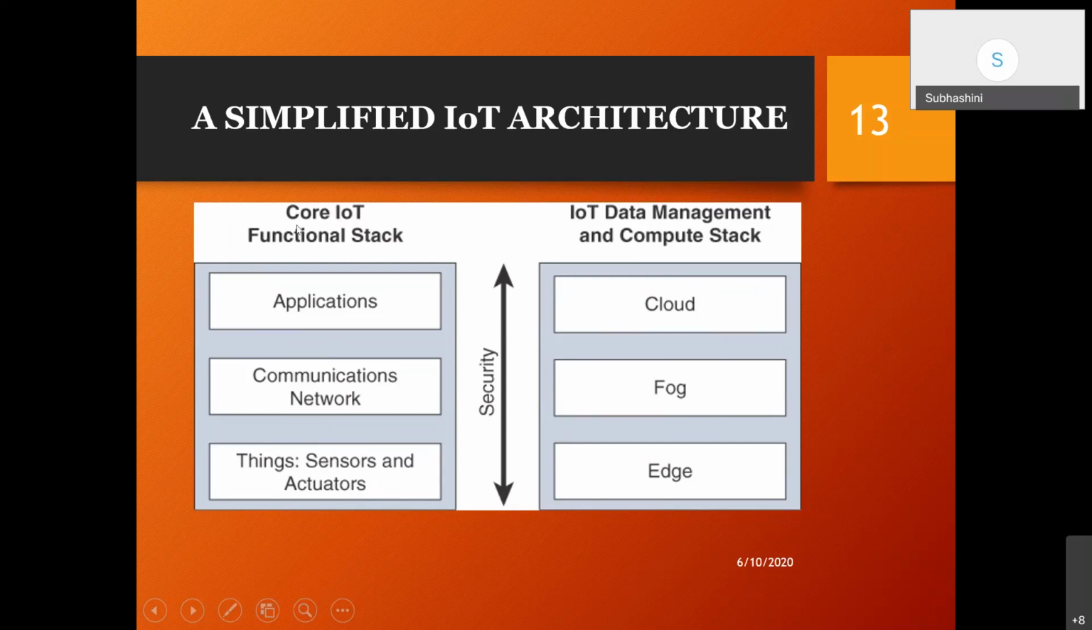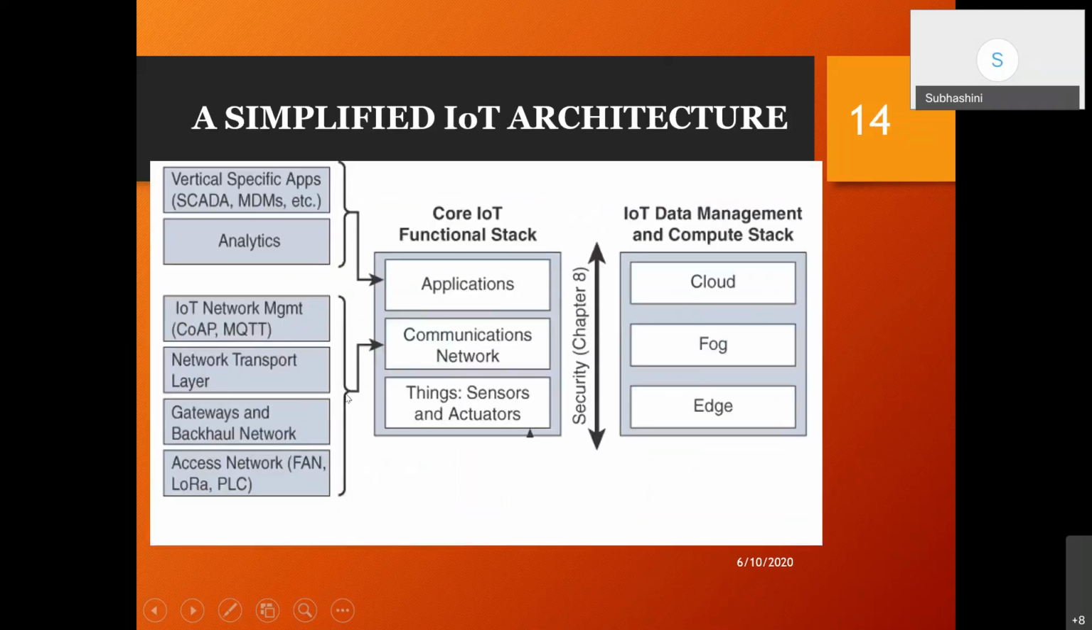It should have a core functional stack, and it should have a data management and computation stack. Two stacks have to be there. One is the functional stack, and the other one is the data management stack. Please observe what this functional stack means. It should have applications, it should have a communication network, it should have physical devices. Please observe, these are physical devices. I hope they were there in the previous two architectures, right? So even here you have those three. So any architecture should have those three.